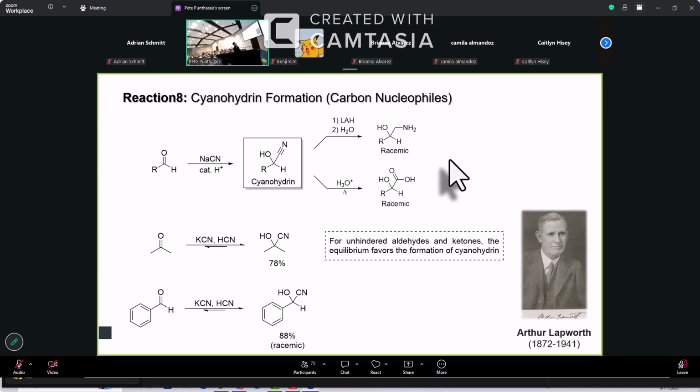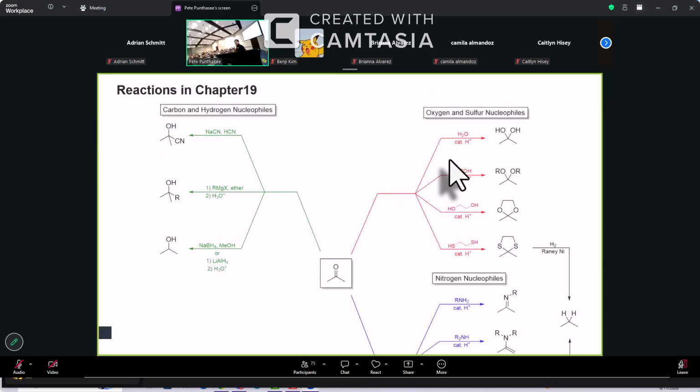Okay. You can even add lithium aluminum hydride to attack, and you get amines too. You learn amines in the last chapter of this course. Let's summarize the whole thing. Oxygen and sulfur nucleophiles under acidic conditions, nitrogen nucleophiles also under acidic conditions, are very similar in terms of mechanism. Okay, top left, this is basic solution. So this is a carbon nucleophile, hydrogen nucleophile.